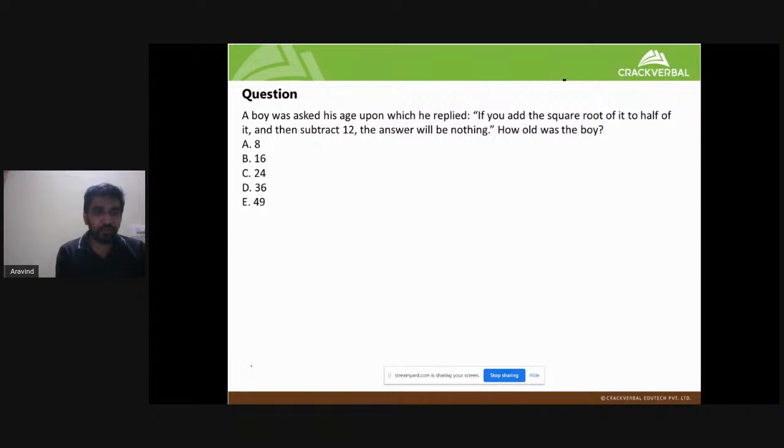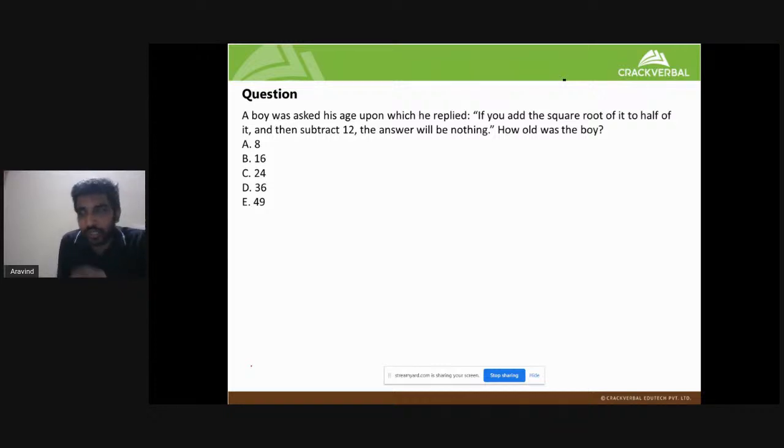Be very careful in interpreting what is mentioned in quotes. Don't jump the gun, and don't be in a hurry. Also try to use the answer options to your advantage, and don't take a very traditional approach of developing an equation and trying to solve it.